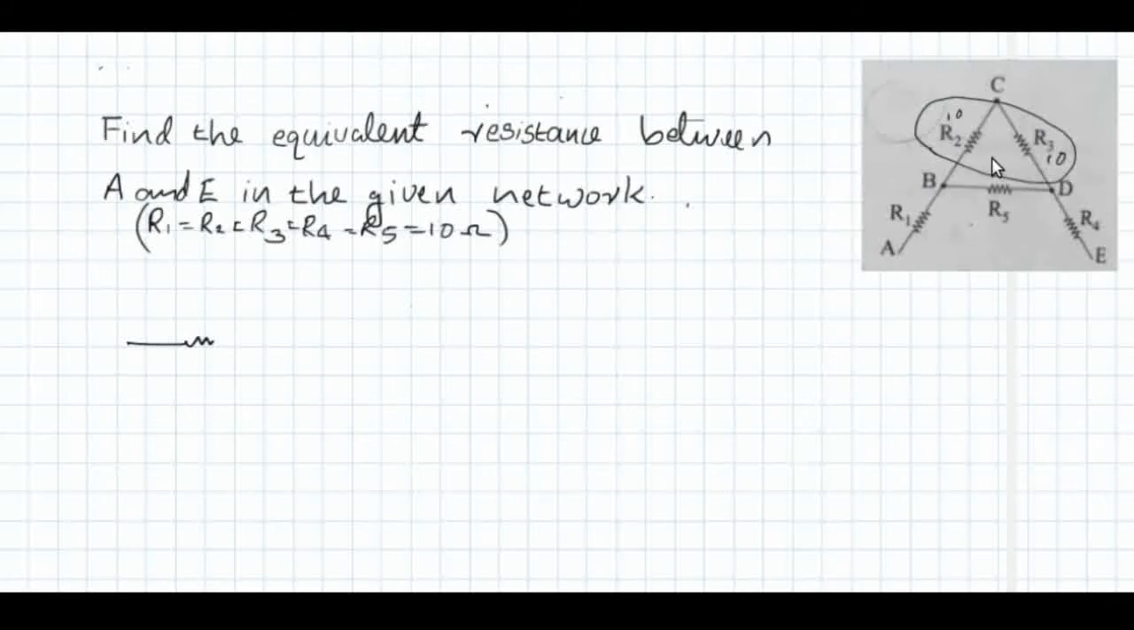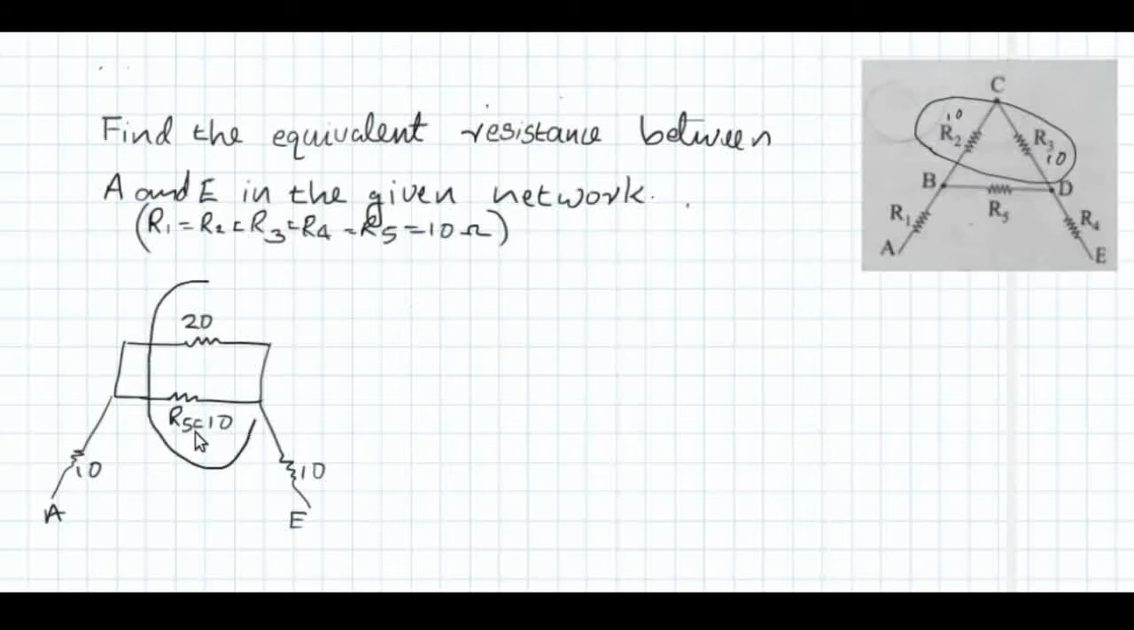A closer study will show that R2 and R3 are in series. That means 10 ohm in series with another 10 ohm, so 10 in series with 10 is equal to 20 ohm. So this can be replaced with a 20 ohm. Then below this there is a 5 ohm connection, that is R5, so 20 ohm is parallel to a 10 ohm resistor. Then as shown previously, this is a 10 ohm here, and again there is a 10 ohm which forms the leg to E. Now again we can see that this 20 ohm and 10 ohm are in parallel.